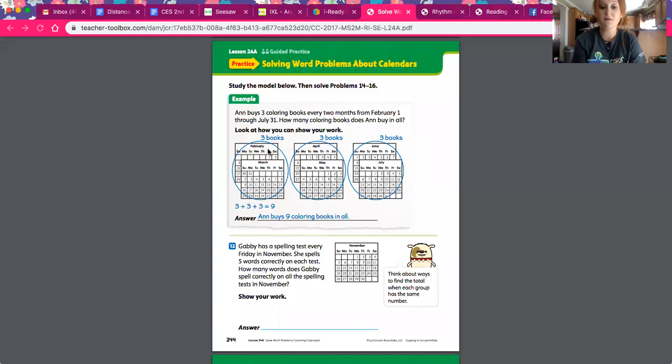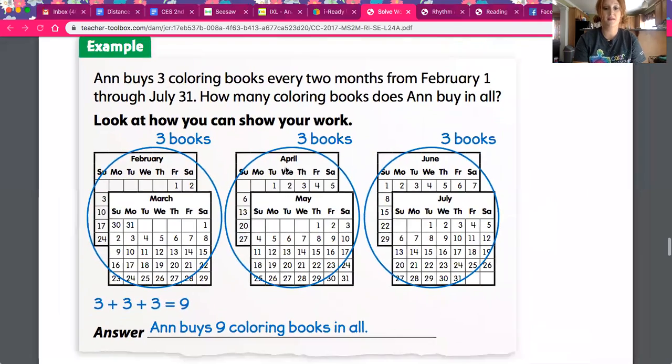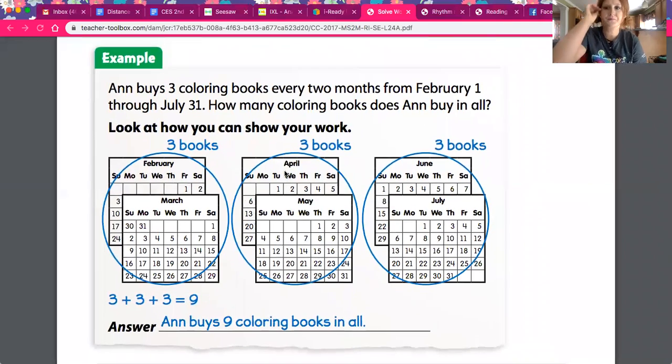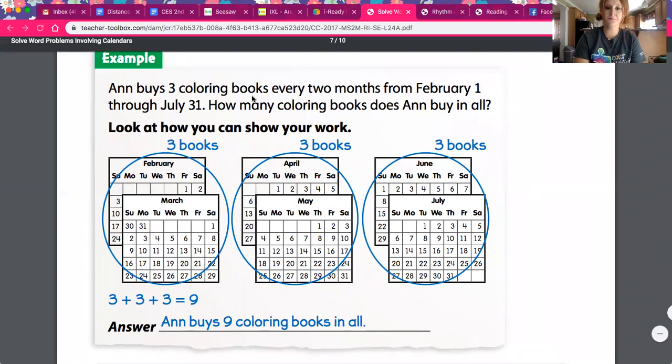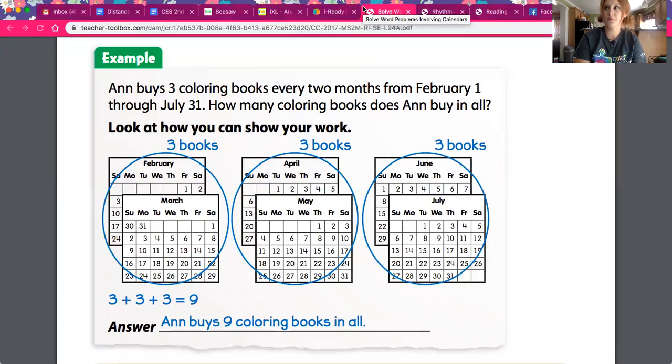pages 244 and 245 are what I'm going to go over. Let's look at this first problem. It's an example they did for you, but let's talk about it for just a second. Anne buys 3 coloring books every 2 months from February 1st through July 31st. How many coloring books does Anne buy in all?